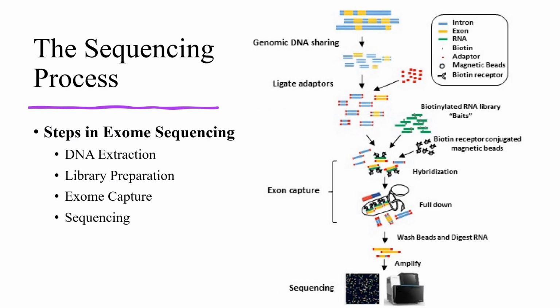So the sequencing process consists of 4 major steps. In the first step, DNA is extracted from the sample, which may be in the form of blood or tissue. In the next step, the library is prepared, in which the isolated DNA is sheared into random fragments. Then adapters are attached to those sheared fragments of DNA, and in the next step, the probe method is used to capture the exons. After capturing the exons, nucleotide sequencing of the exonic region is performed.